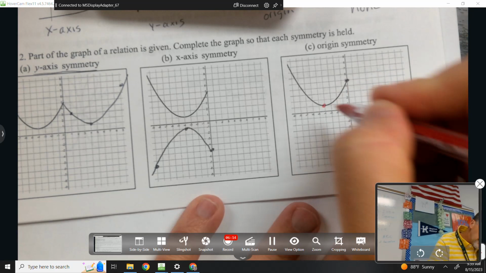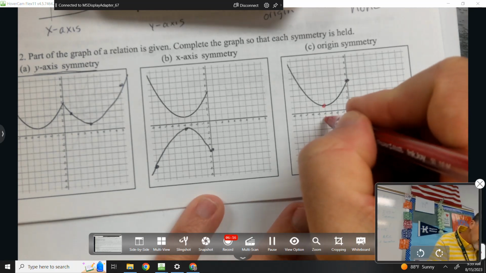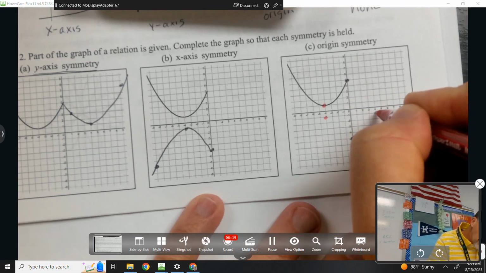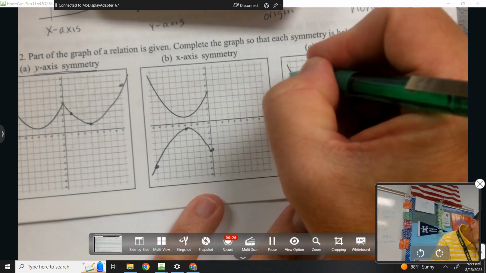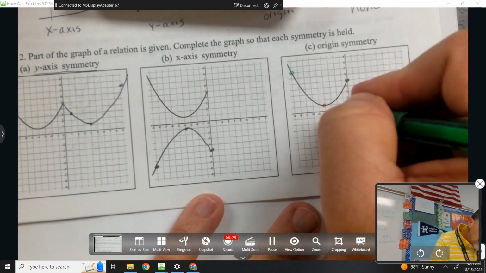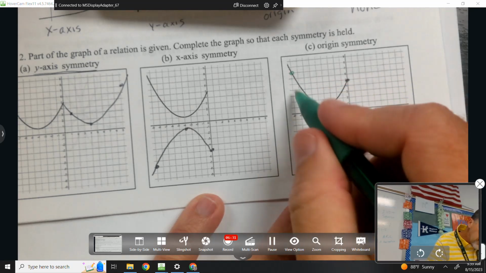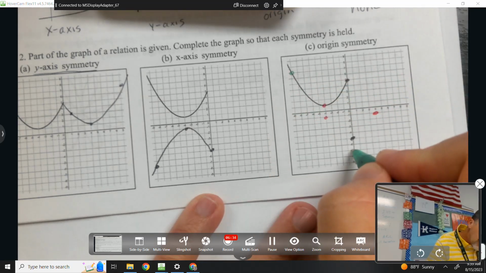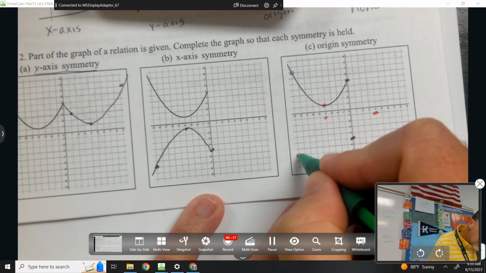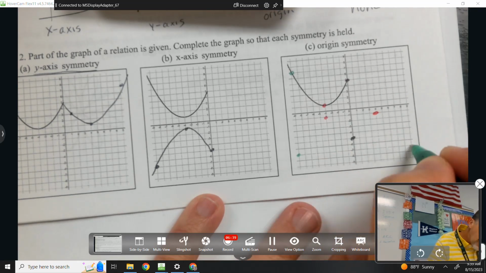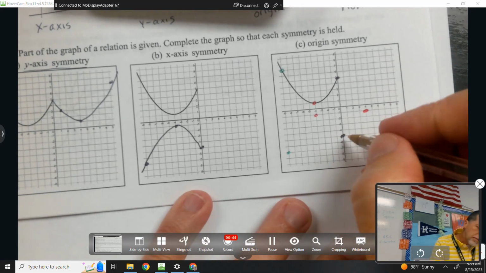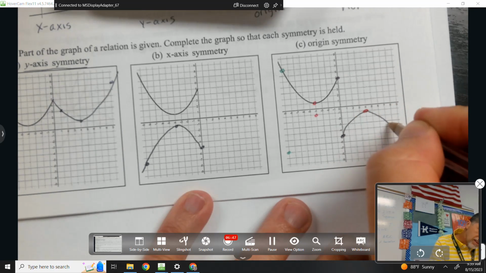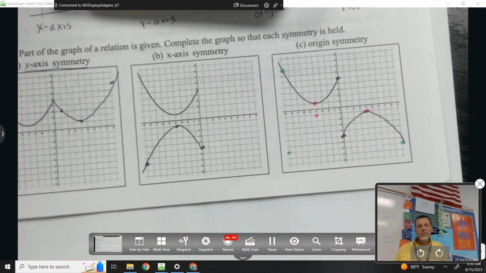And if I flip that bottom point across the x and then across the y, it ends up right there. And that green point looked like it was an integer. So again, I'm going to flip it across the x and then flip it across the y. And then play connect the dots. And so now that has symmetry with the origin.